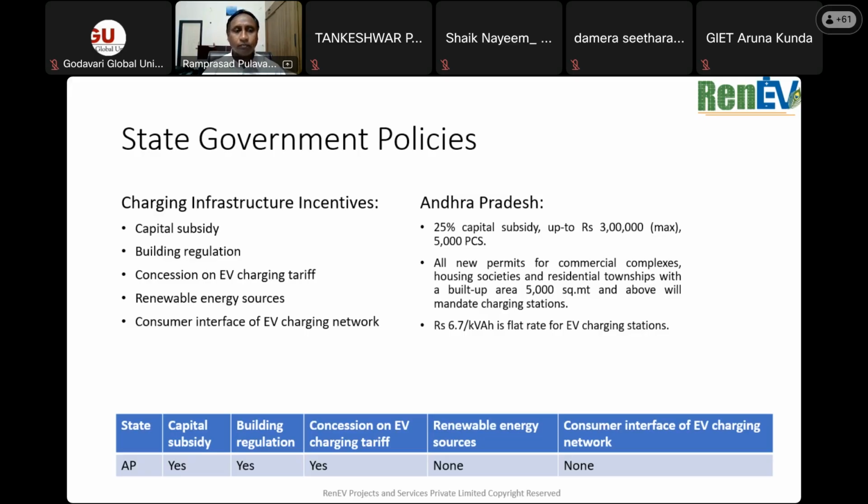So as you can see, in the state of Andhra Pradesh, there is capital subsidy, building regulation is also there, and concessional tariff is also there. Renewable energy source, I think there is no incentive for it. Consumer interface for EV charging network, it is also not there.